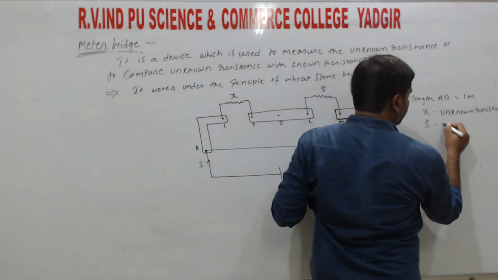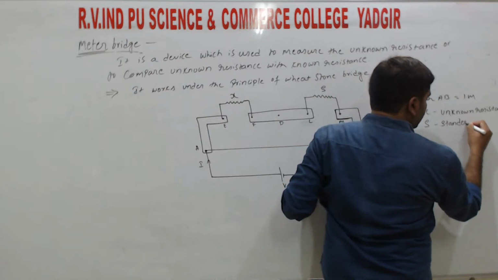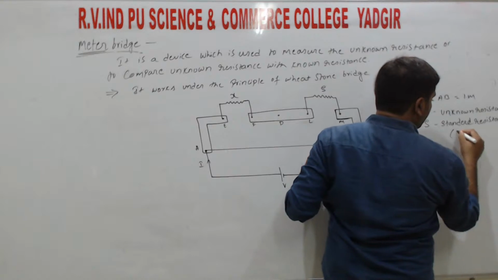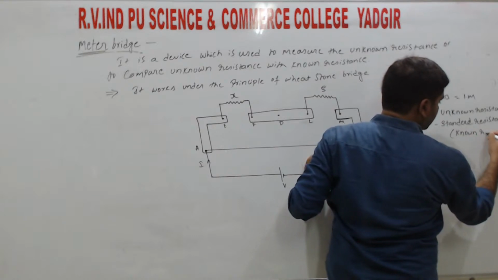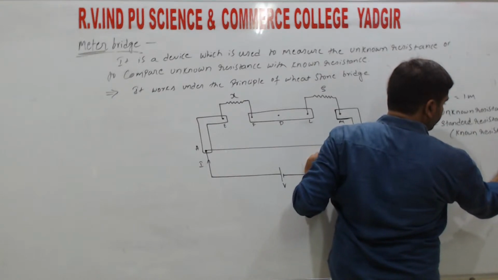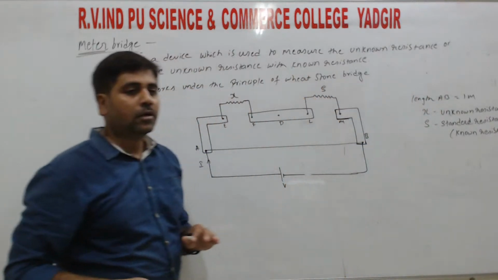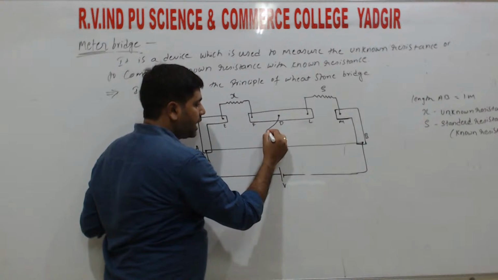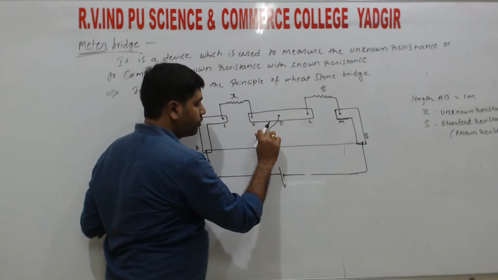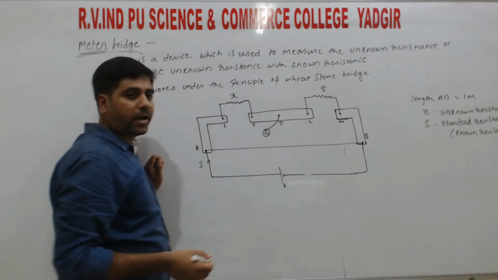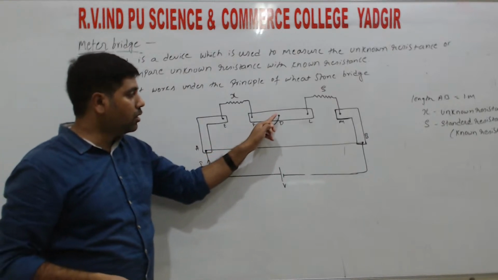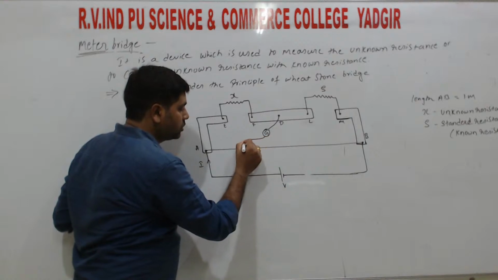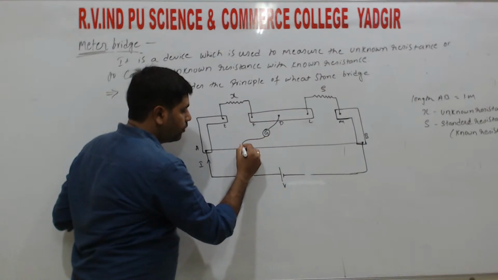So where S is the standard resistance or known resistance, right? So now from the point D, it is connected to the galvanometer. One end of the galvanometer is connected to the point B, and the other end is connected to the slider.